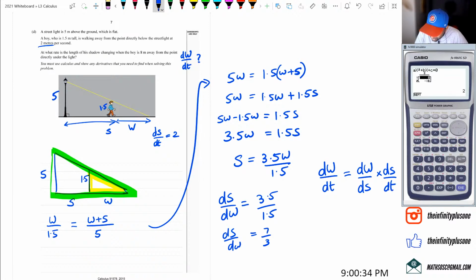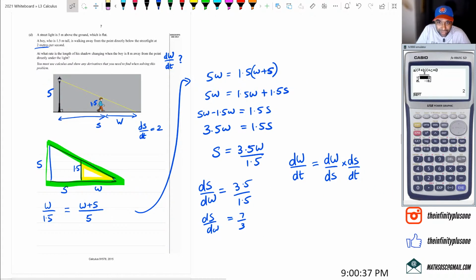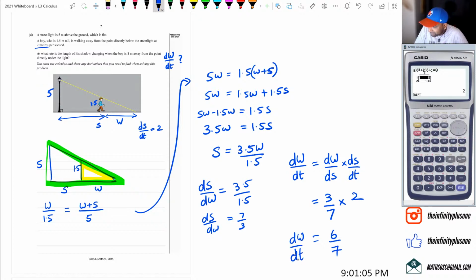We could write that as dw ds times ds over dt. This is an excellence question, Dougal, but it's just the similar triangles. Once you get that similar triangle right, it's pretty much like an easy little question. So dw ds, all that is 3 over 7. ds dt is, we already had that right at the start, which was 2. So dw dt is just 6/7 meters per second.